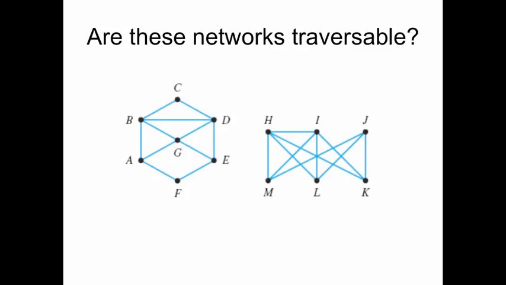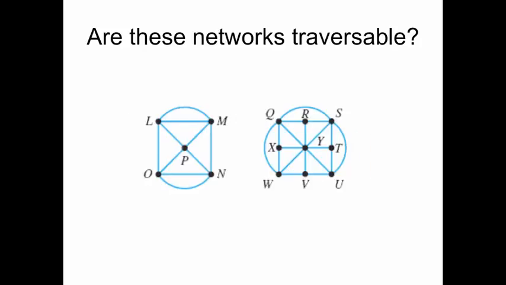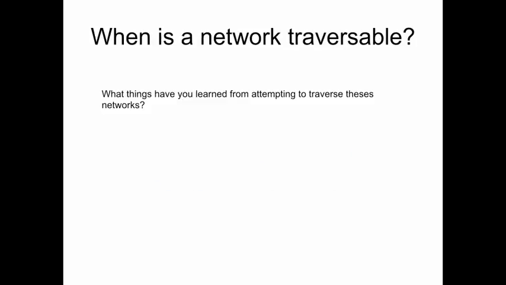Are these networks traversable? Take a look at these two, stop the video, see if you can traverse them, and after you have stopped the video and tried these two, stop the video again with this picture and see if you can trace all the way around without going over any of the edges twice, but hitting them each once. Okay, you've tried that. What things have you learned from attempting to traverse these networks?